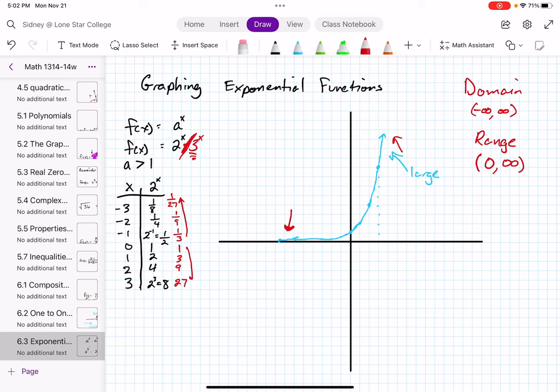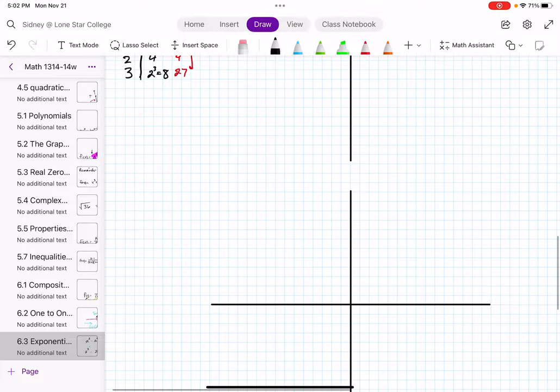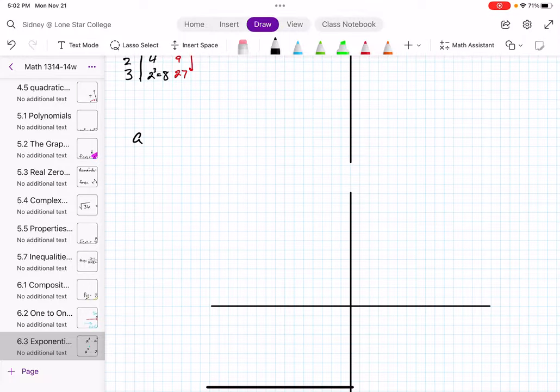Now, I said initially in this video there were 2 categories. One was when a is greater than 1, and the second category is when a is between 0 and 1. Sorry, it shouldn't be equal to; it should just be a is between 0 and 1. So these are fractional values. So we have f of x equals a to the power of x for fractional values, as in like 1/2, 1/3, 1/4.